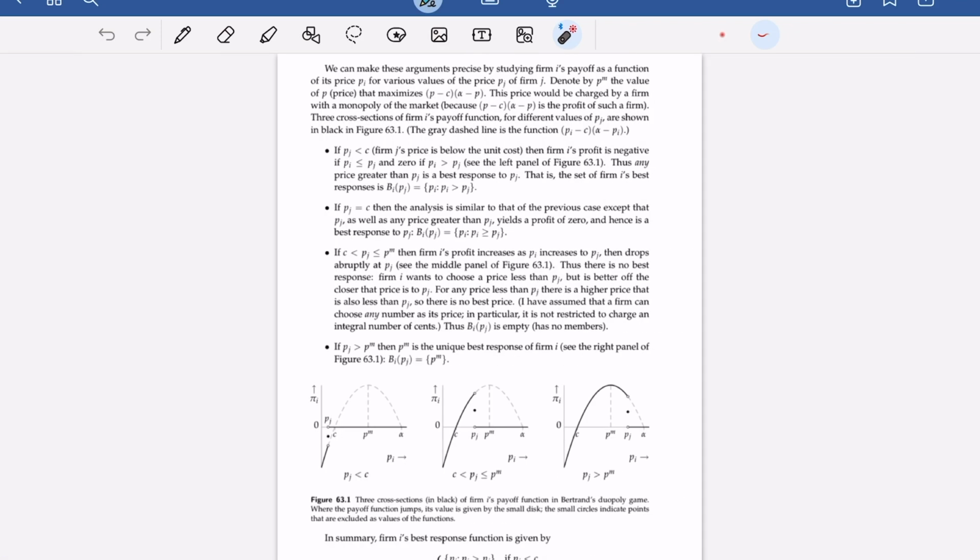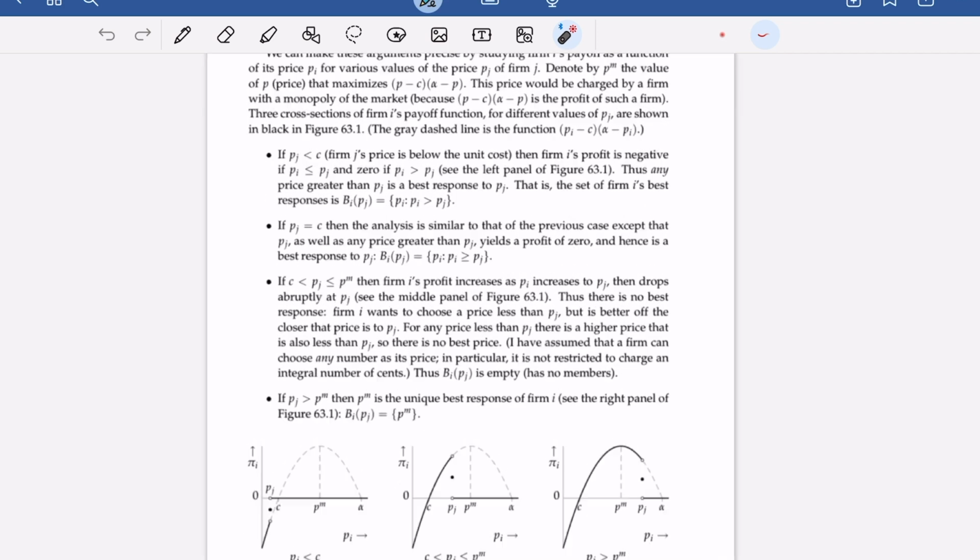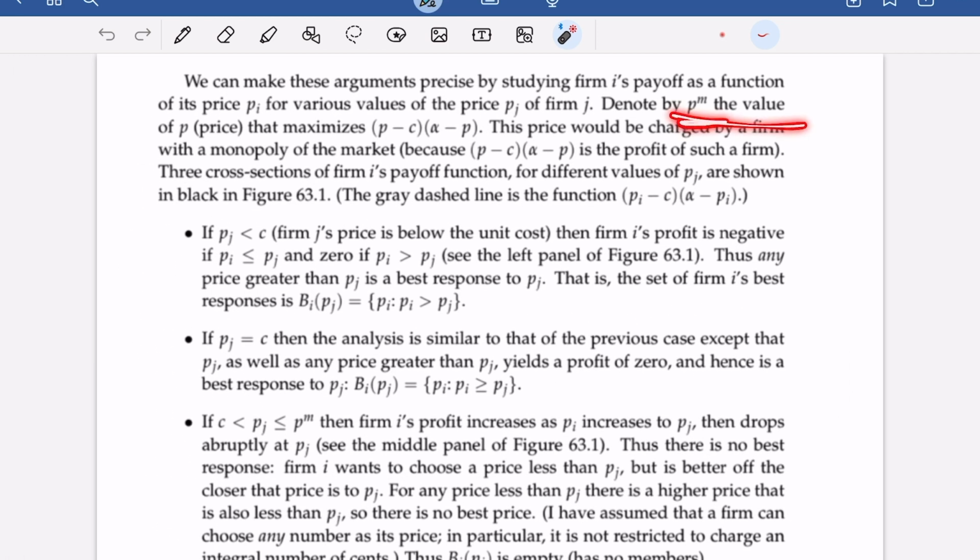But that's our intuition, and if we were to write it out formally, where we make it precise, this is the analysis. So we let PM be the maximizing price for this profit function. So this is the profit function for both firms. So this is the price charged when the firm is a monopoly.